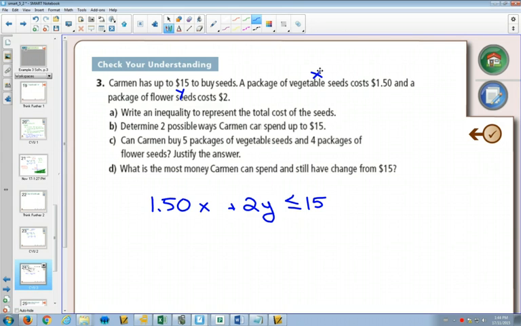Now, determine two possible ways she could spend up to $15. There's going to be lots of right answers. What's one thing she could buy?